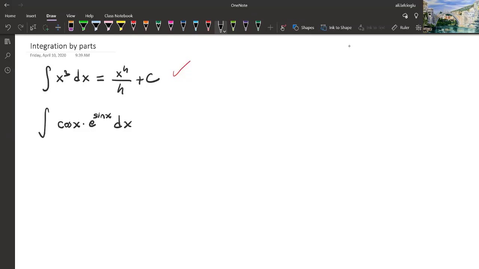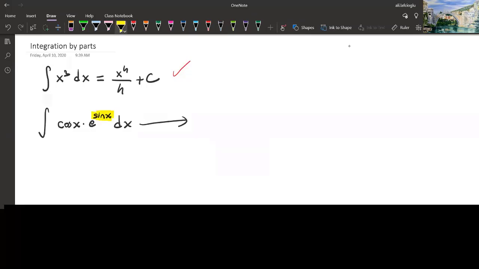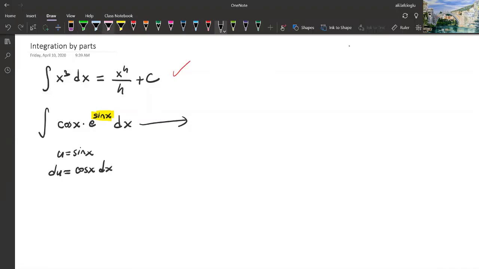I will write this in terms of u. How to choose u here? Mostly it will be in the power, it will be the inside function. u is sine x here. If u is sine x, you will take the derivative of both sides. du is equal to cosine x dx. Then this product, cosine x times dx, is here.